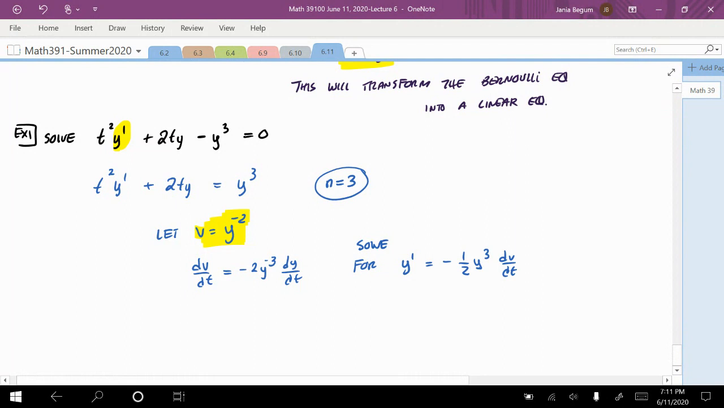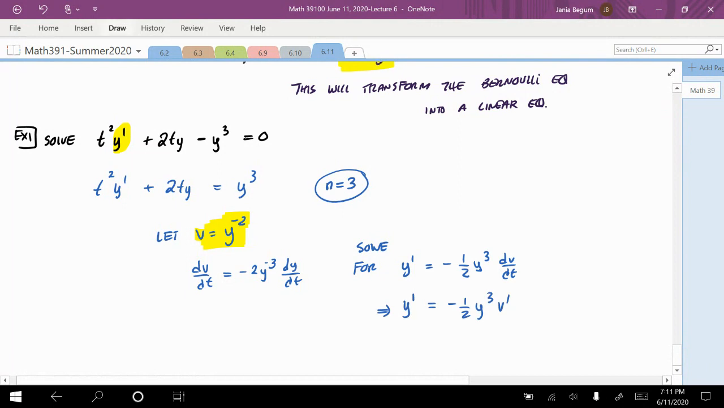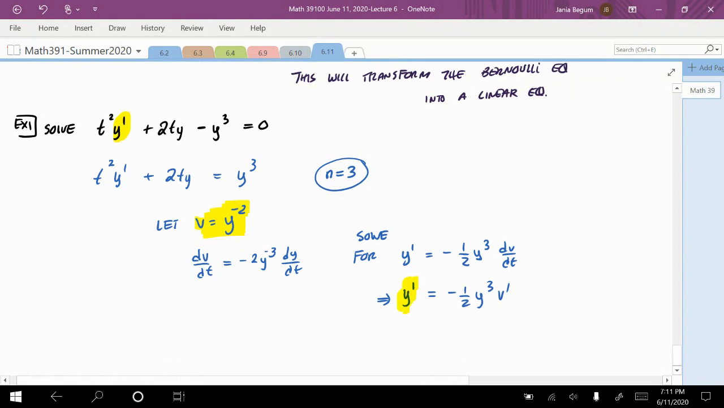So that will be the expression for y prime. Again, I'm going to rewrite dv/dt as just v prime, so we can simplify our notation. y prime is just negative 1/2 y to the third v prime. So that's the substitution we're going to make for y prime in our original differential equation. So let's plug those in.